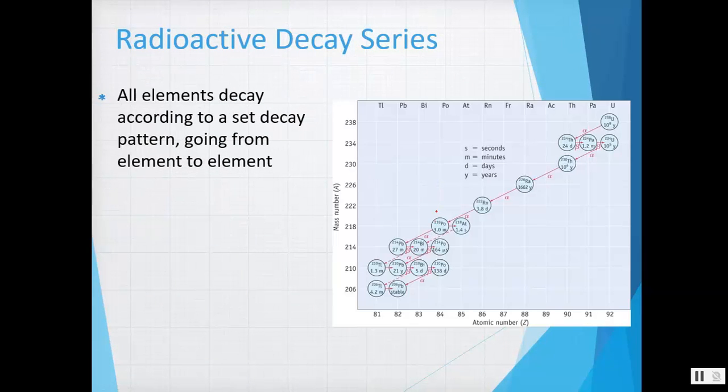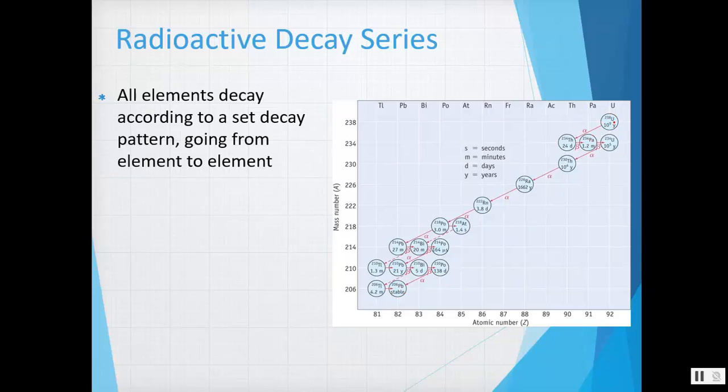Oftentimes, like the video showed that we started with, radioactive materials will get converted to other unstable radioactive materials. What we see is that oftentimes we have a series of decays that occur for a given isotope until we eventually reach a stable isotope.